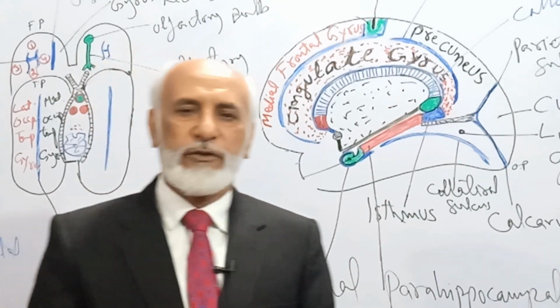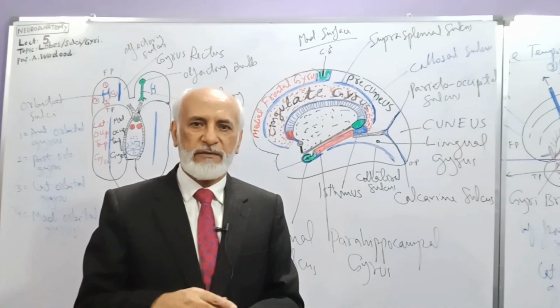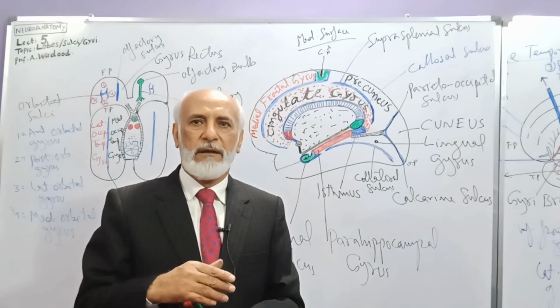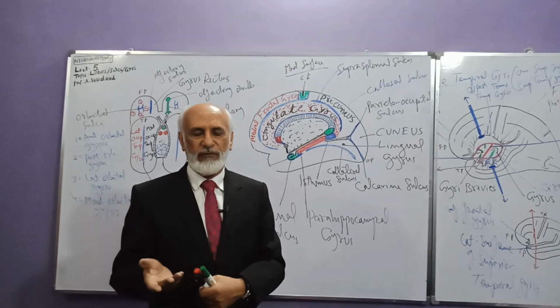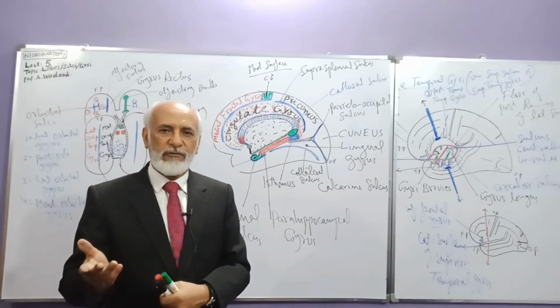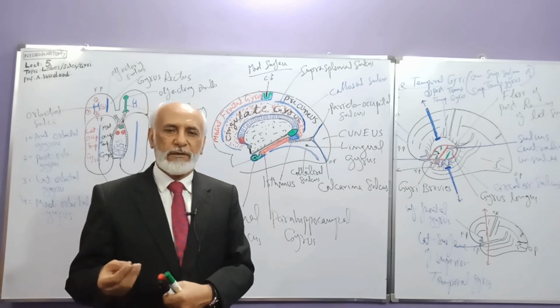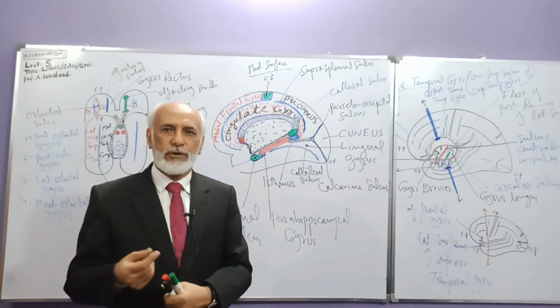So this was the topic which we finished, that we discussed all the sulci and gyri on the supralateral, medial and inferior surfaces of the cerebral hemisphere, and apart from this, we also talked about the insula, which is buried in the floor of the posterior ramus of the lateral sulcus. Thank you very much.